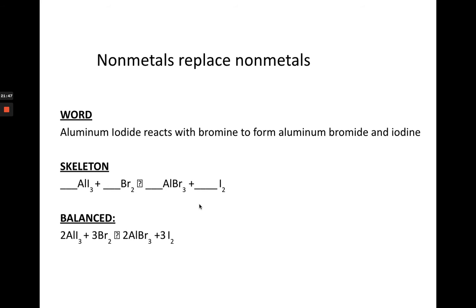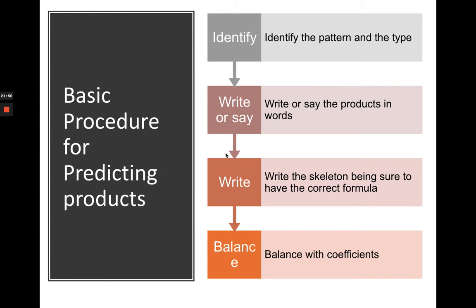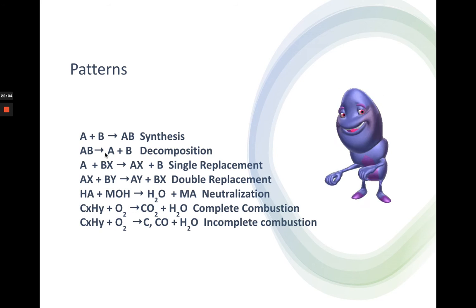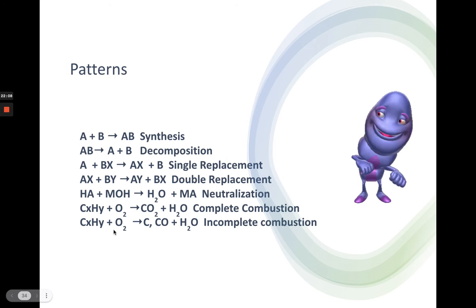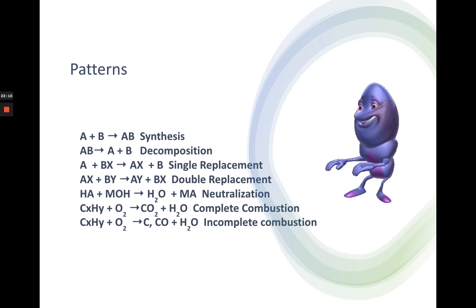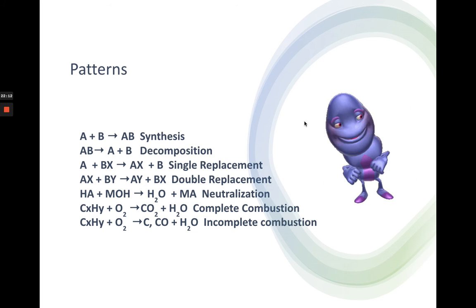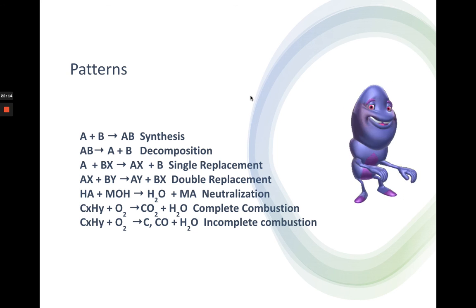And again, the basic procedure is to identify the pattern and the type for predicting products. You write or say the products in words. You write the skeleton, being sure to have the correct formula for each element, and then you balance with coefficients. And again, here are the patterns that you're going to need to remember. Be sure you always are consulting your notes and practicing this. And Dancing Jelly Man is very glad that this is over.